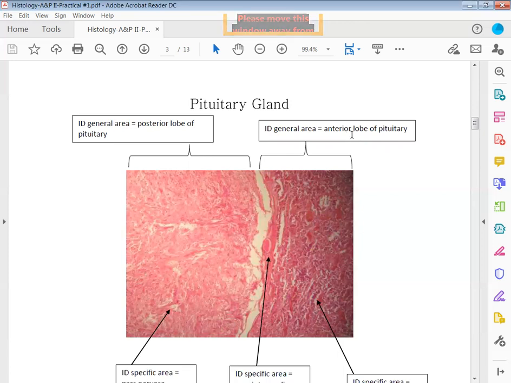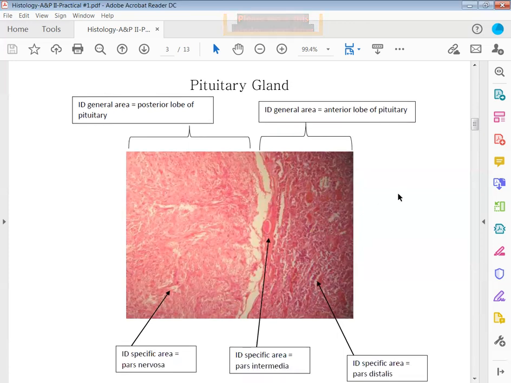You can also tell it's pituitary because there are three general regions here. You have the light posterior lobe, you have the dark anterior lobe, and then you have this little border here, which usually involves almost like a little crater.